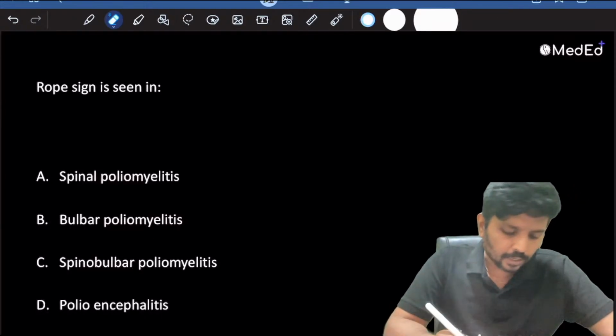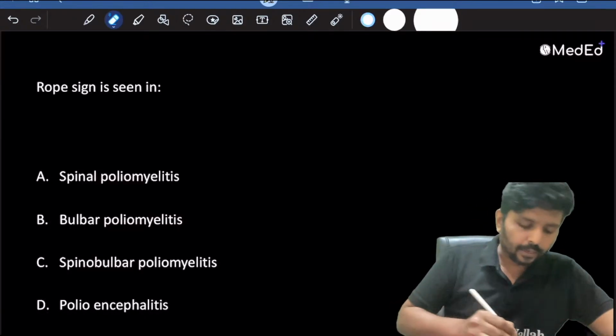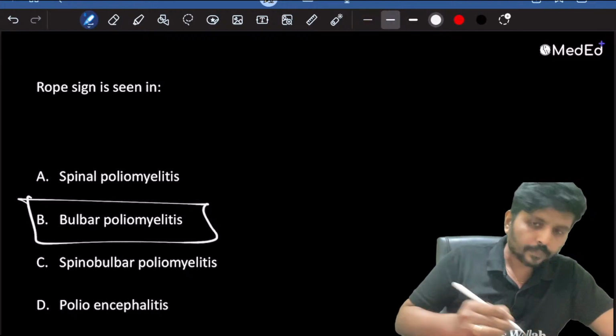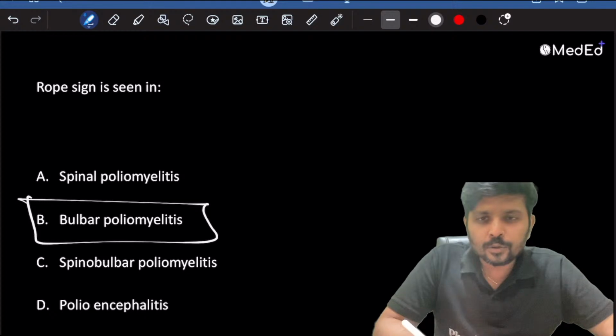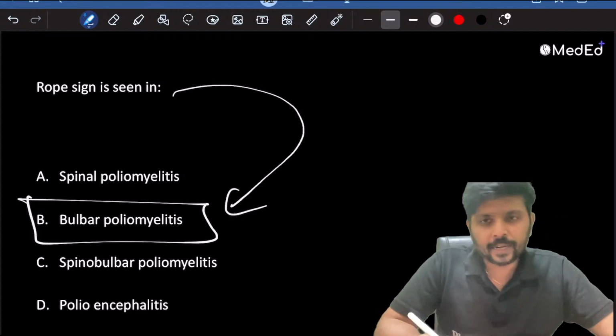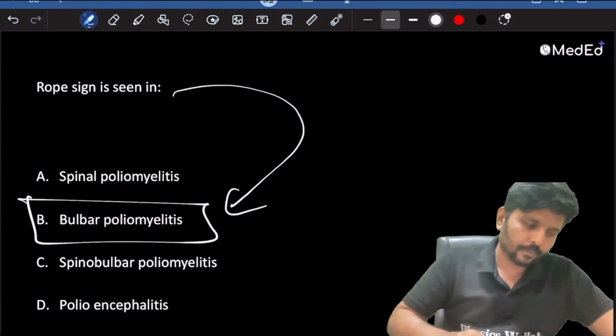What is called rope sign? Rope sign occurs in bulbar poliomyelitis. I don't want to go deep into it. We don't see poliomyelitis right now. Rope sign is an acute angulation formed at the neck due to bulbar poliomyelitis.